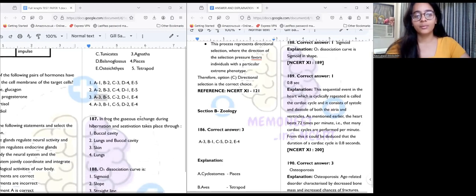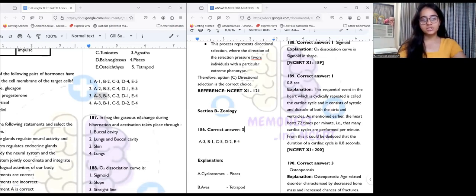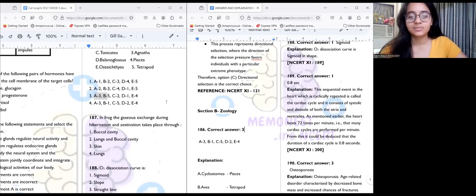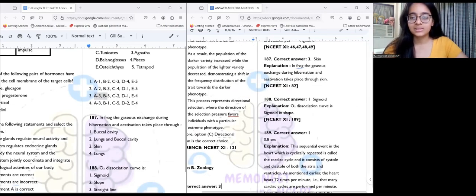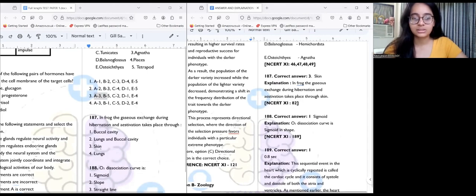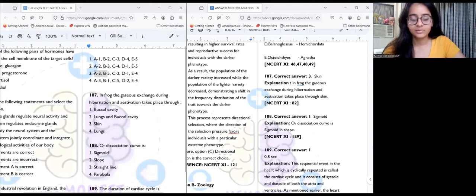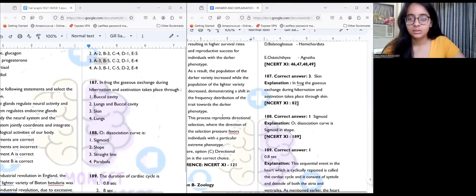Now we have 187. In frogs, the gaseous exchange during hibernation and aestivation takes place through what? Gaseous exchange in frogs takes place through the skin in hibernation and aestivation. Then we have 188: the oxygen dissociation curve is a sigmoid shaped curve. We all know this.